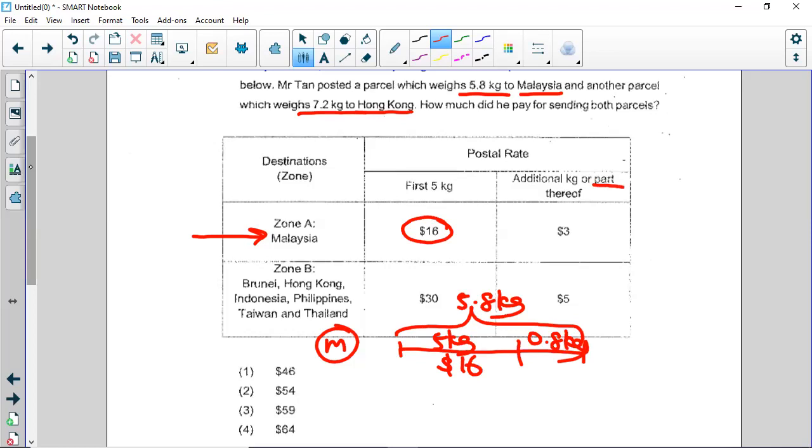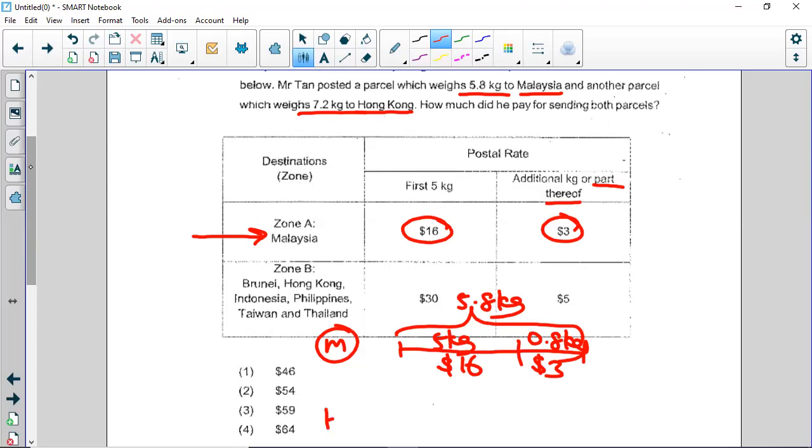What do you mean by part thereof? It means every 1 kilogram or lesser. If it's lesser than 1 kilogram, it is still how much? It is still $3. Okay, still $3. All right, so this 0.8 kilogram is lesser than 1 kilogram. It is still $3.